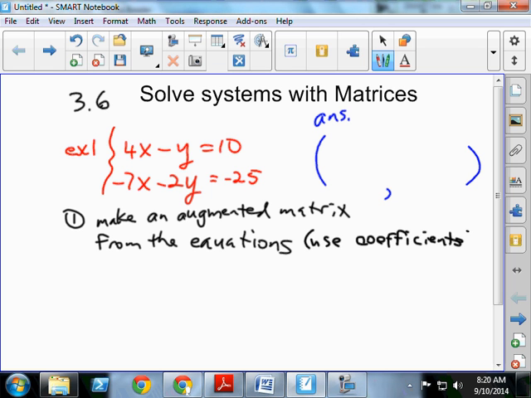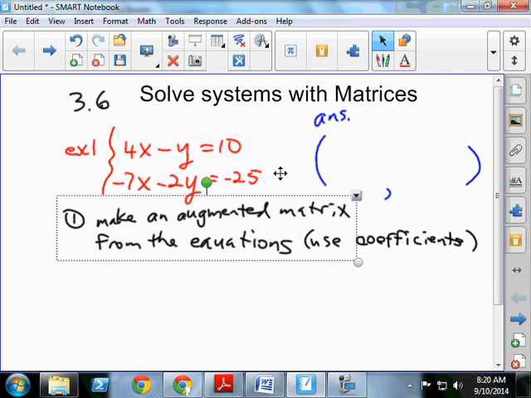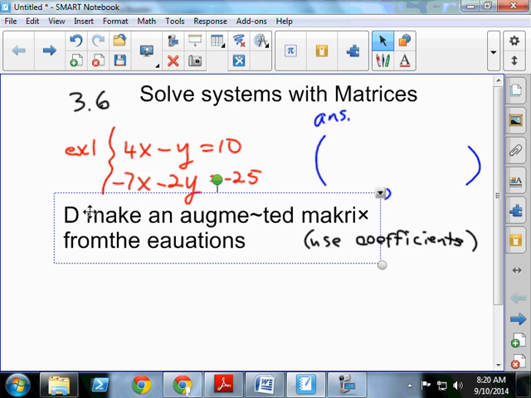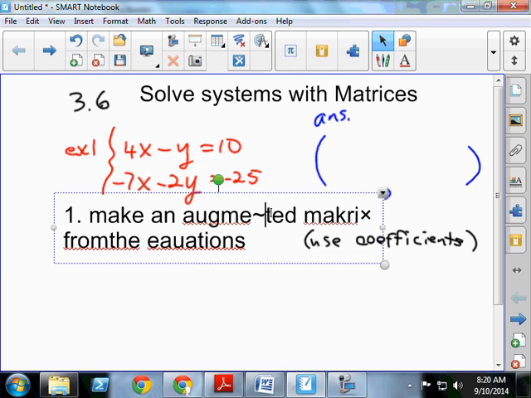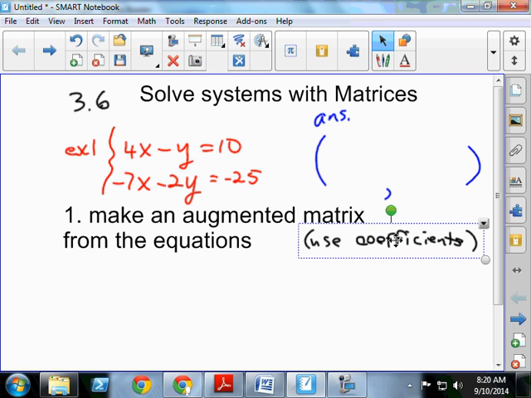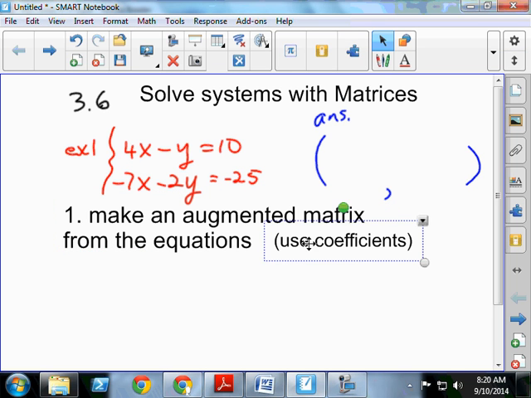My writing's a little sloppy, so I'm going to go back and redo all this. But when we do this, all we're going to do is just use coefficients. It's supposed to say number 1. Number 1, make an augmented matrix from the equations. When we do that, we're just using coefficients. There we go.